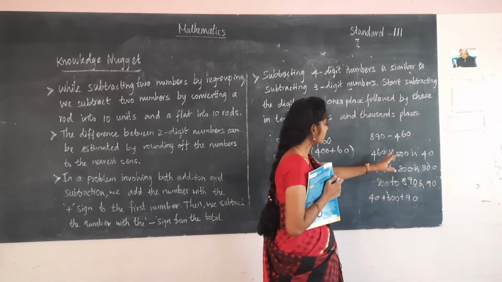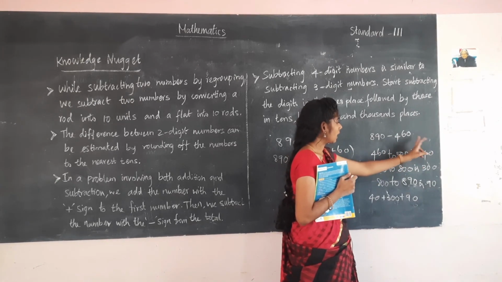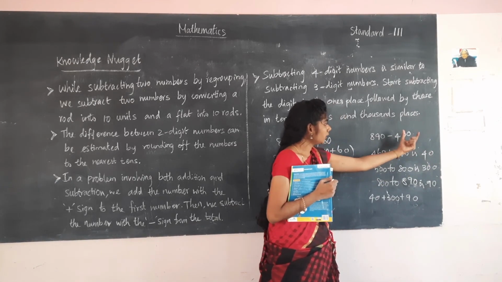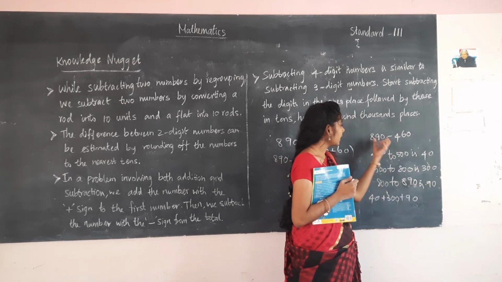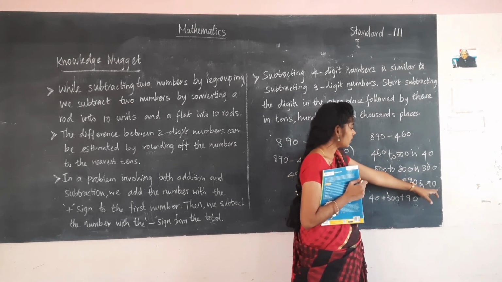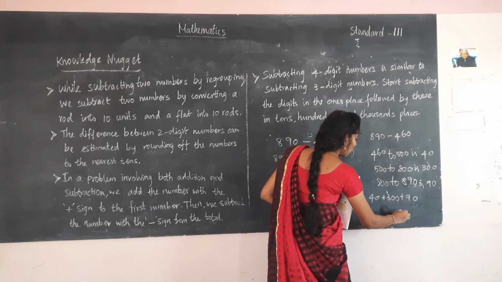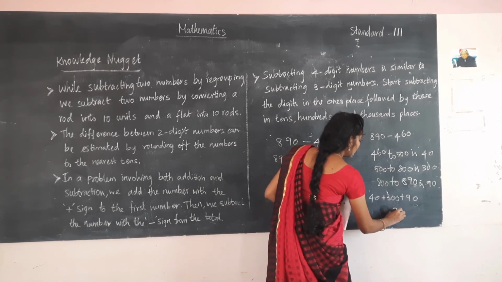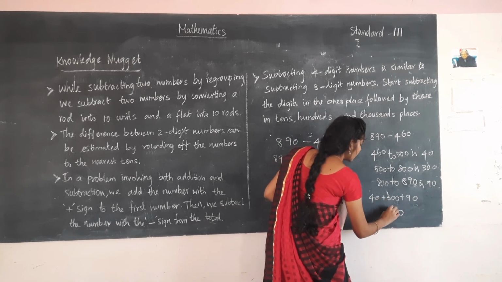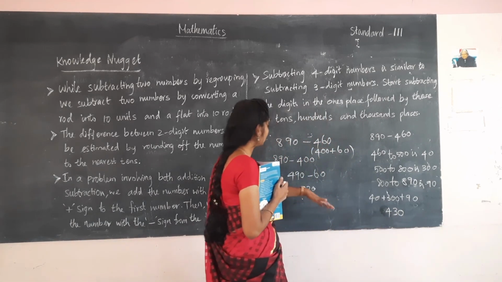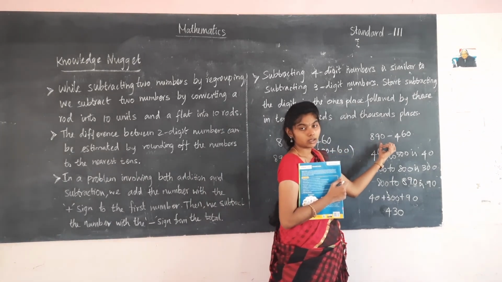So we have found the difference by the count on method. From 460 to 500, the difference is 40. Then 500 to 800 we have seen, the difference is 300. Then 800 to 890 we have seen, the difference is 90. Then how will you calculate this? We have to add. The last digit is 0, and 4 plus 9 is 13, so 3 in the tens place, and then you carry over the 1 to the hundreds. So 1 plus 3 is 4. So you will get the answer 430. So this is by the splitting method, and this is by the count on method. So these are the two methods.